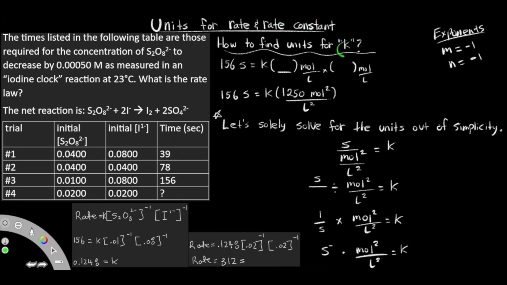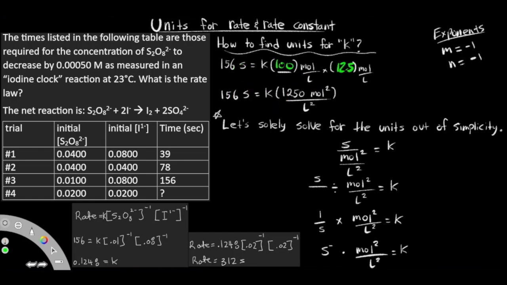So how do we find units for this K, this 0.1248? Well, we're just going to use our rate law that we found up here. So this 0.01 to the power of -1 gives you 100. This 0.08 to the power of -1 gives you 12.5. You multiply them, you get 1,250. You just bring this and this back down here.